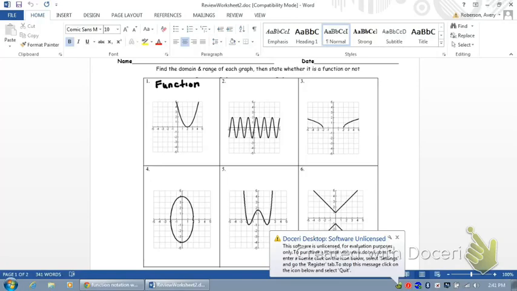So next thing we want to do after we find out it's a function, if it's a functional relation, we want to figure out the domain and range. So again, guys, the domain is talking about your x values. So we're talking about our x values on this one. So you want to look at the x-axis, which is right here. And you want to start from left to right. So we want to count.